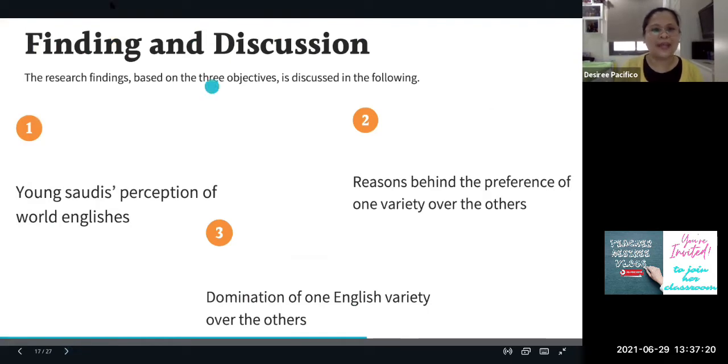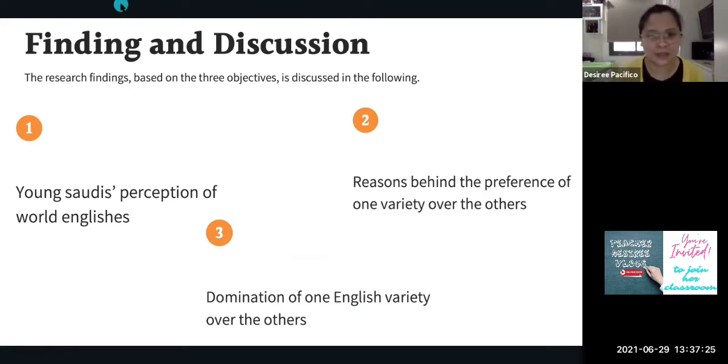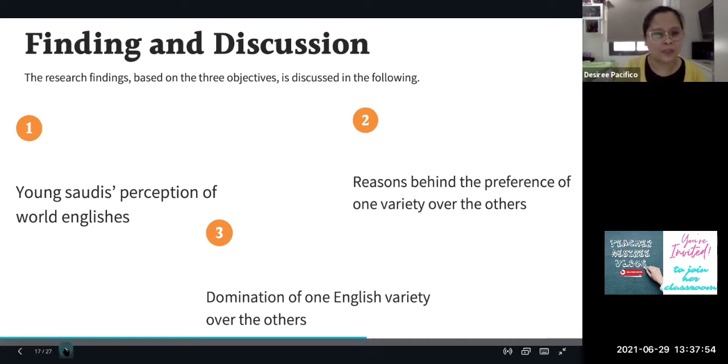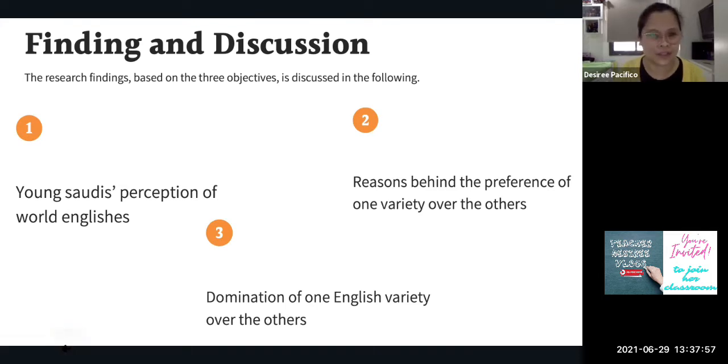So, findings and discussion. The research findings based on three objectives are discussed in the following. So, here are the results of the research: young Saudis' perception of world Englishes, domination of one English variety over the others, and the reasons behind the preference of one variety over the others. So let us find out what are the perceptions of young Saudis of world Englishes.